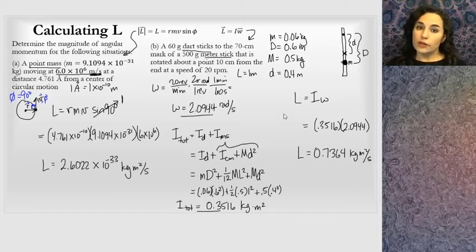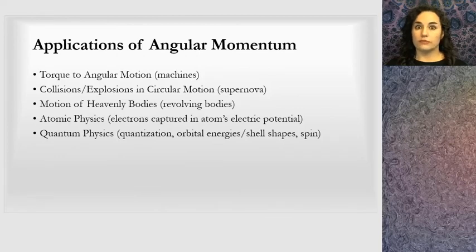So that's how you calculate angular momentum. We have to take into account some sort of inertial element, and we need to take into account some sort of speed, as well as the radius between them. Angular momentum is a foundational concept in all of physics, which you can see looking down this list here. It's related to torque in doing work. It's related to collisions in circular motion. We'll look at several examples of that.